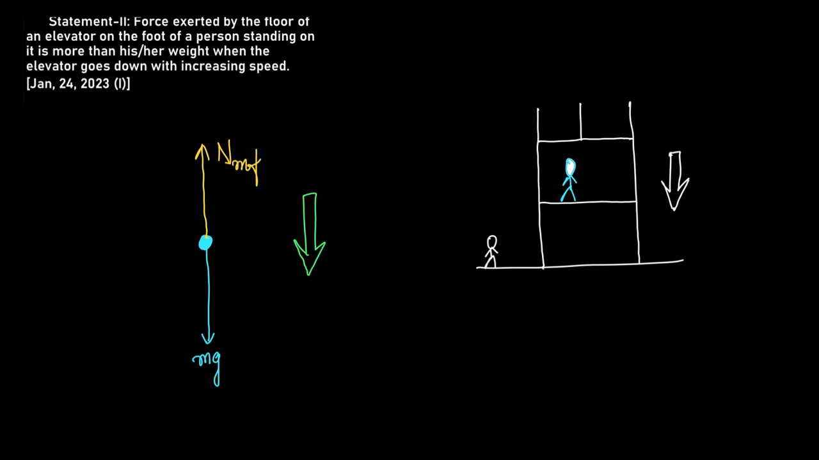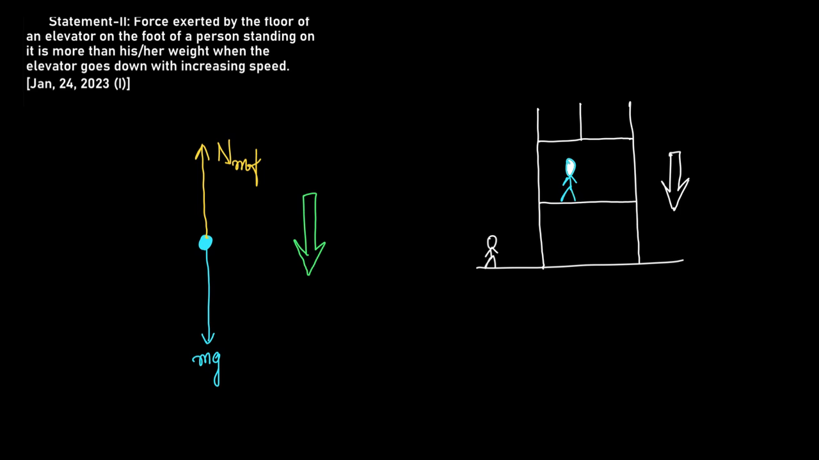So statement 2 says the force exerted by the floor of an elevator on the foot of a person standing on it is more than his or her weight when the elevator goes down with increasing speed. So we have an observer in the initial frame here. There is another person standing inside the lift, and the lift is coming down. And the statement is making a claim that the force exerted by the floor, so this is the floor of the lift, on the foot of a person.